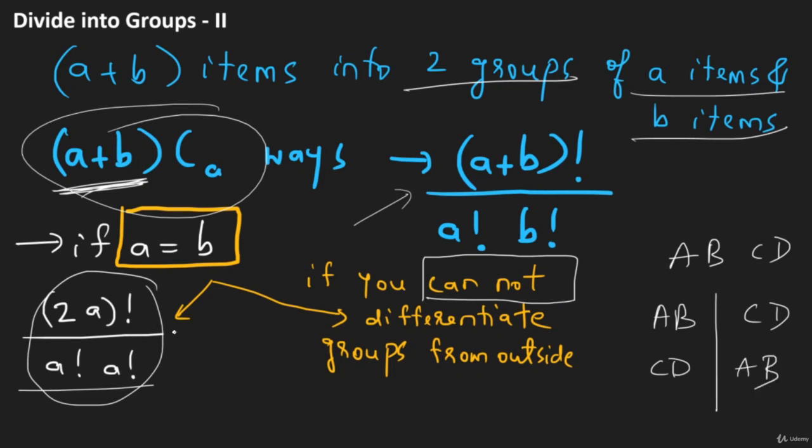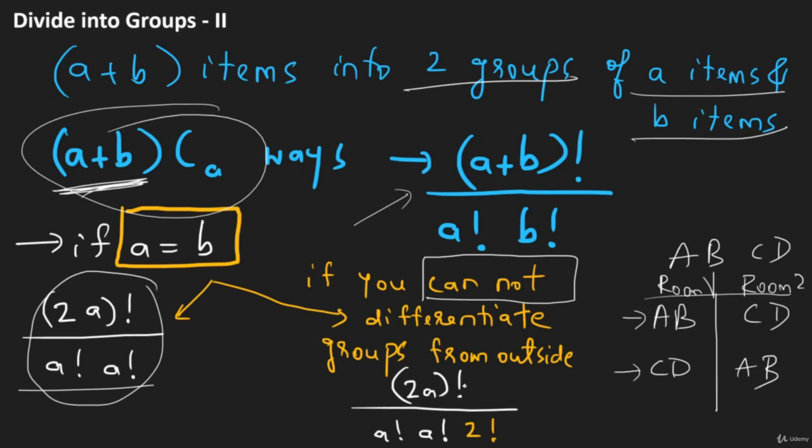Now, this is fine to count these as separate cases if you can differentiate them. For example, if you have room 1 over here and room 2 over here, in this case, these 2 are different. But if you cannot differentiate these 2 groups from the outside, you need to divide this by 2!. That is (2A)! divided by A! into A! into 2! over here. Let's try to understand this in a better manner. Let's move this aside.